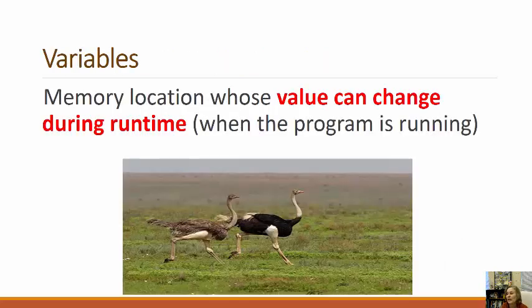Now, we're going to have 2 types of memory locations, variables and named constants. So variables can change value during runtime, which is when the program is running. So something that a user would enter would be a variable. Something that's calculated would be a variable. So because they can change during runtime.